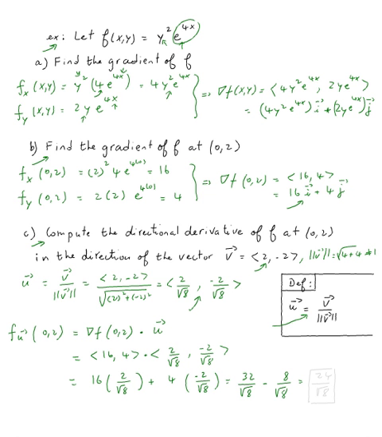32 minus 8 is 24 over square root of 8. And we're done. That's it for these examples.